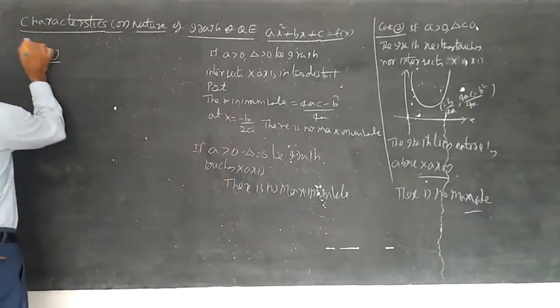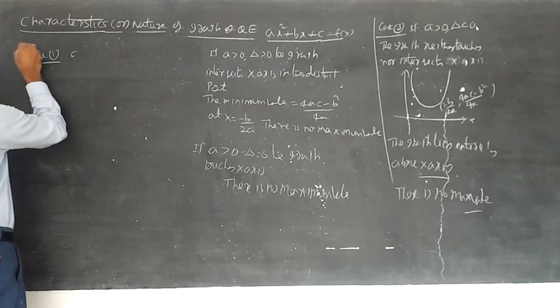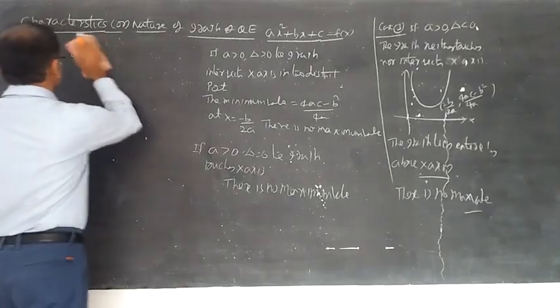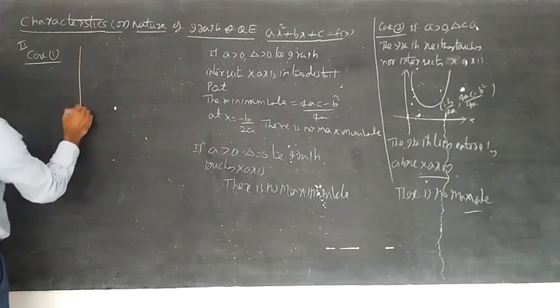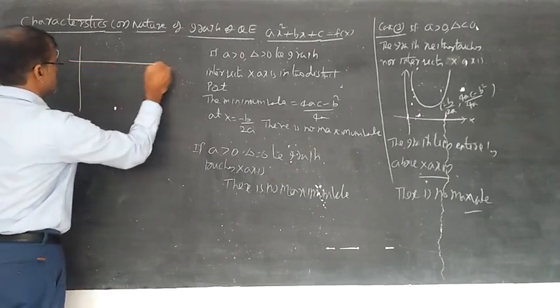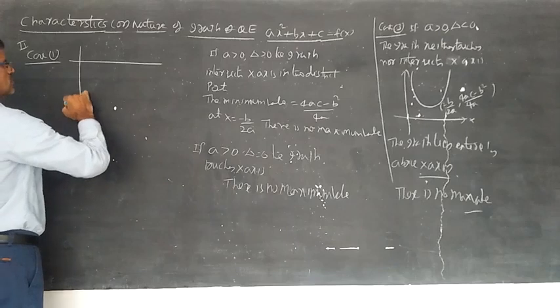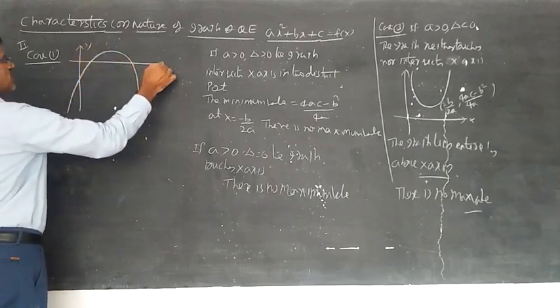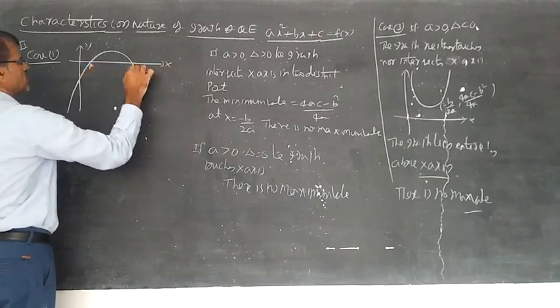Case 1. Another Roman number 2 you can put. Now you can write a less than 0. Let us draw the diagram first of all. Draw like this. This is y-axis. Put here a and b.